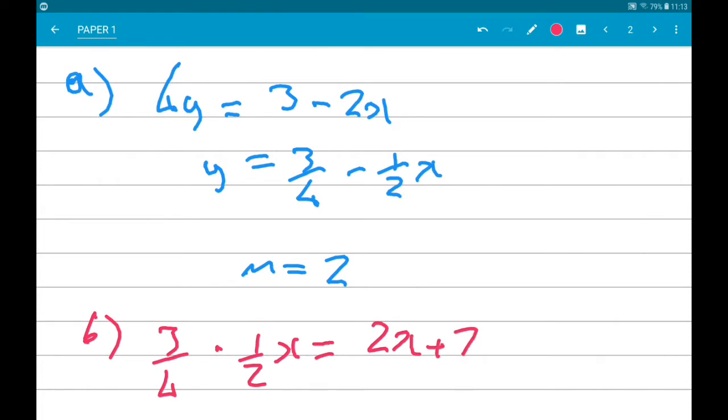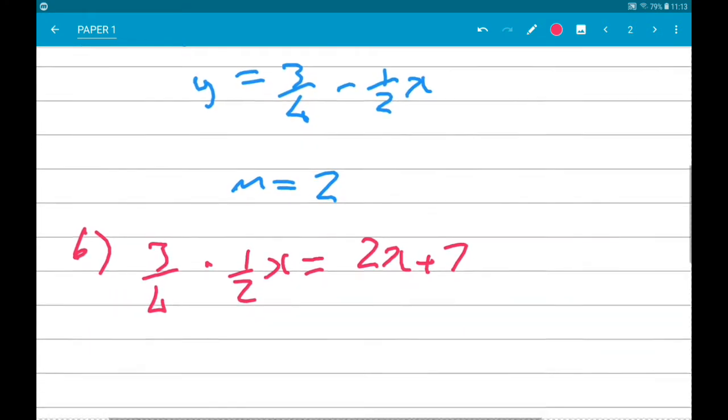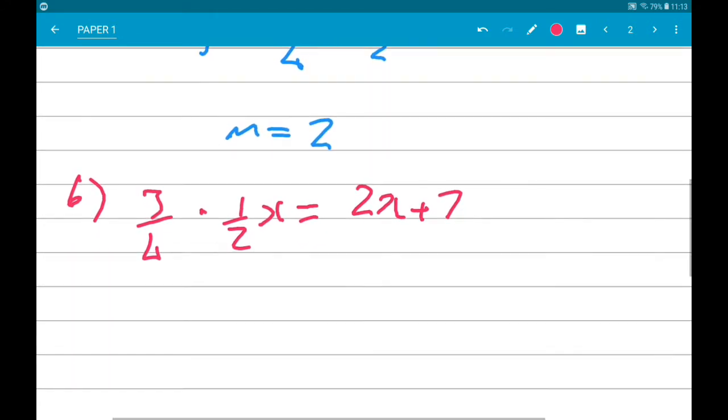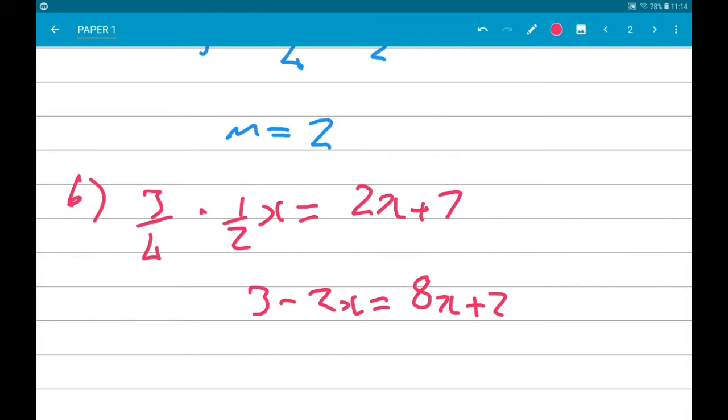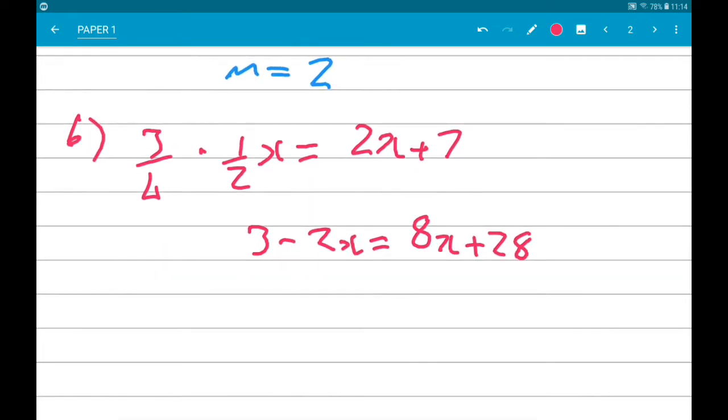Okay, now I would multiply through by 4, so we get 3 - 2x is 8x + 28. So then we can get -25 is 10x, so x is -2.5.